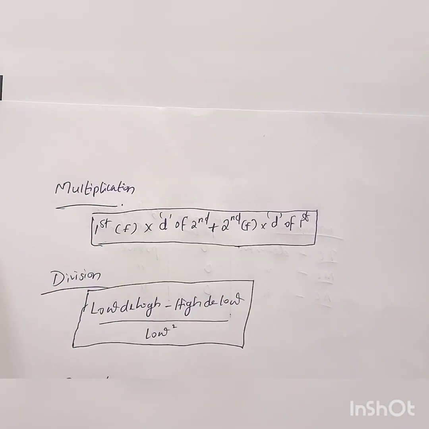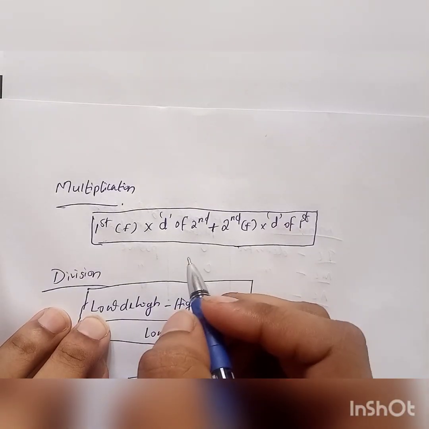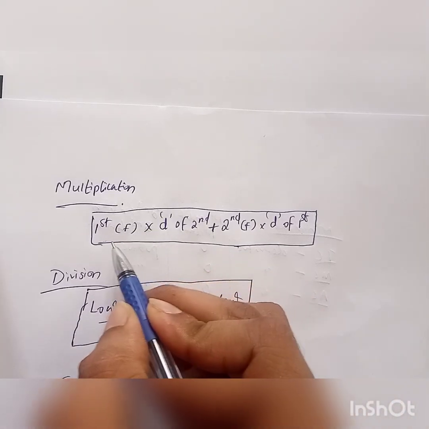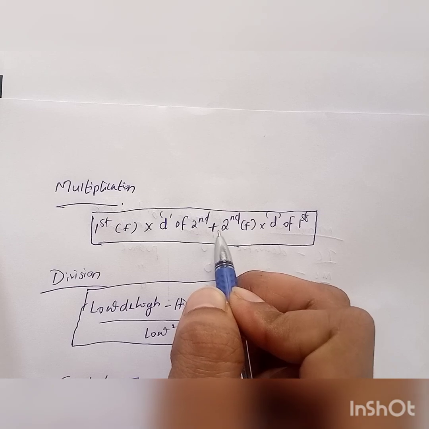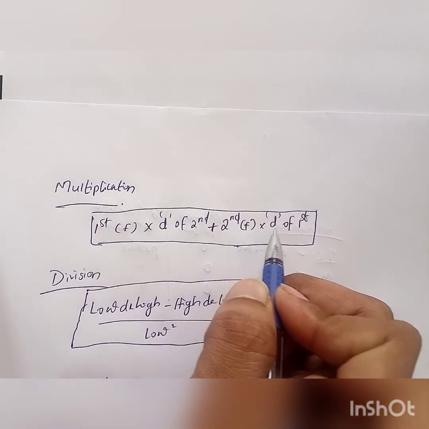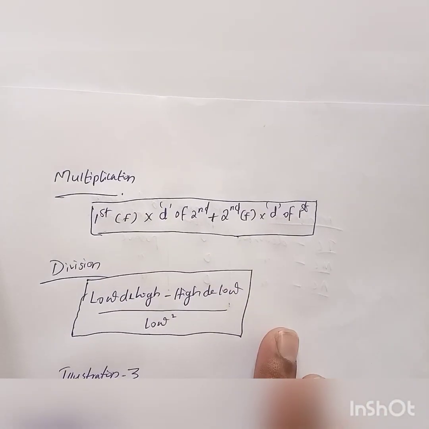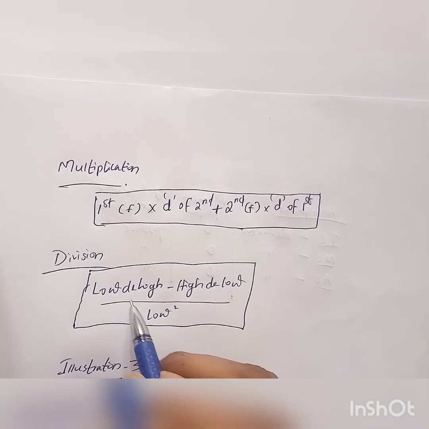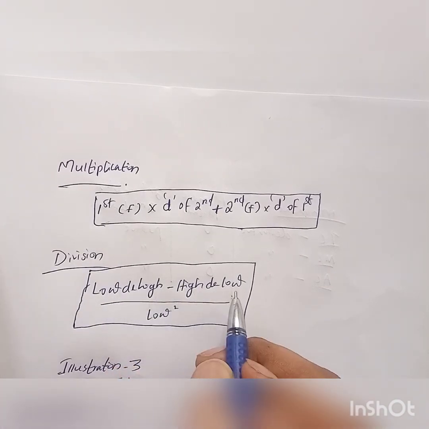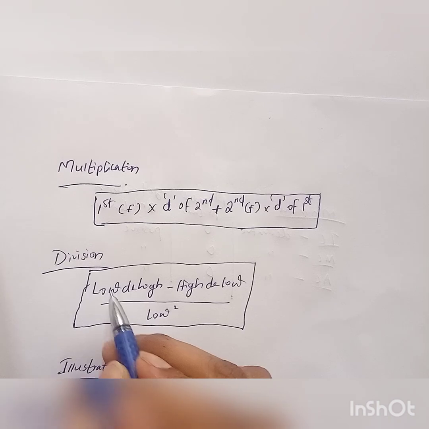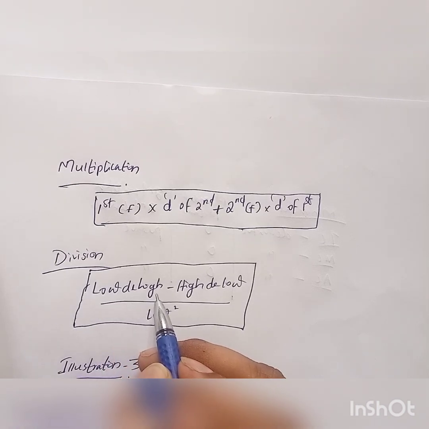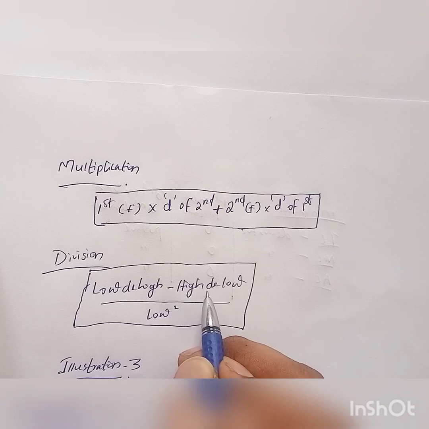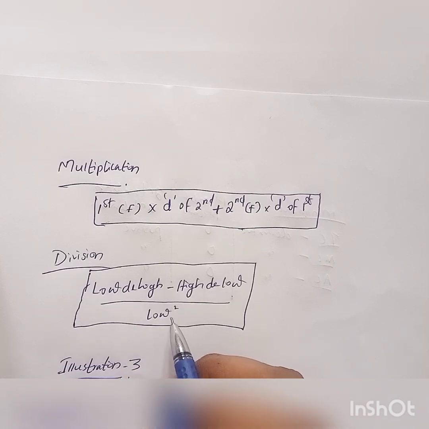So these are the two equations which we have learned. In case of multiplication, first function multiplied by derivative of second function plus second function multiplied by derivative of first function. And in case of division, it will be low d high minus high d low whole divided by low square, which means lower function multiplied by derivative of higher function minus higher function multiplied by derivative of lower function whole divided by lower function square.